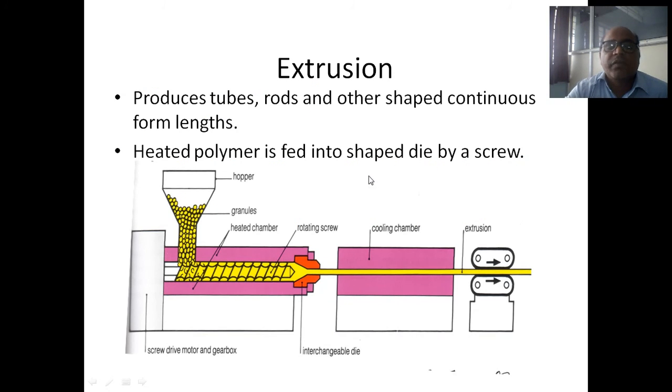This is also one of the figures related to extrusion. It produces tubes, rods and other shapes in continuous lengths. Heated polymer is fed into it. You can see here, the heated material is fed, a rotating screw is there, and this is the die.